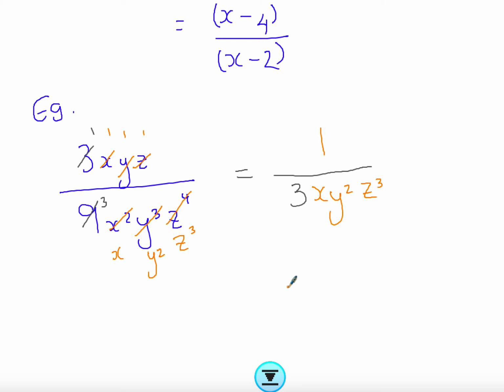So that's the basics of simplifying algebraic fractions. The other videos are going to deal with how to bring them together as multiplications and division, subtraction, and addition, and then you apply whatever we've done in this video at the moment.